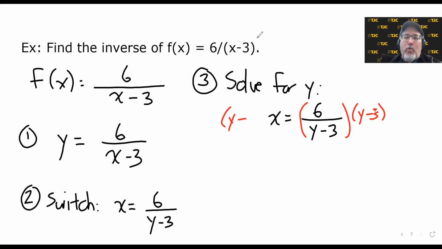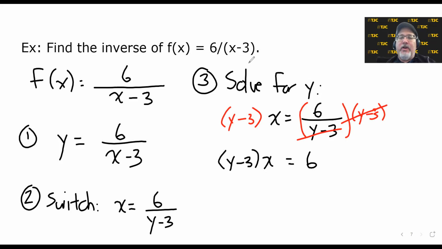The left side and the right side. That will cancel the y minus 3's on the right, leaving just the 6. And on the left side, we have y minus 3 all times x. All right, so we're a little bit closer to our goal of y equals, but we're not there yet.